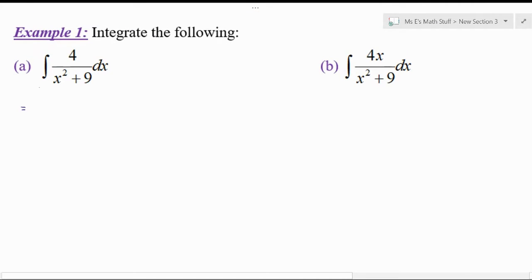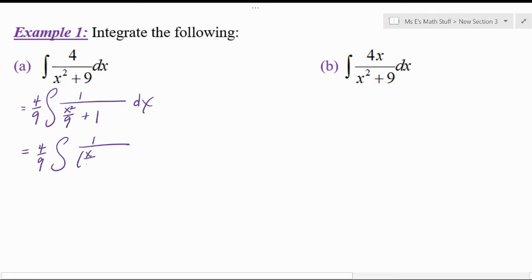So let's get started. Let's factor the 4/9 out. You'd be left with a 1 over x squared over 9 plus 1 dx. Because we're reaching for the arctangent flashcard, it would make sense to think of x squared over 9 as a quantity squared. Like that. There we go. Now from here, let's just use some U substitutions.